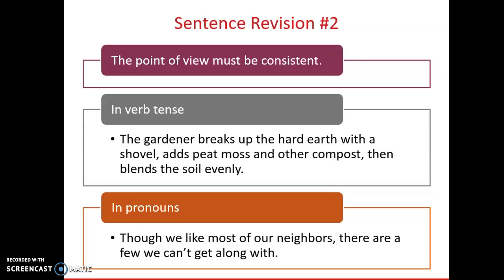And the point of view must be consistent. So in verb tense, right, the gardener breaks up the hard earth with a shovel, adds peat moss and other compost, then blends the soil evenly, right? So breaks, adds, and blends are all in the same verb tense. All right, when looking at pronouns, though, we like most of our neighbors, there are a few we can't get along with, right? So those pronouns, we, they, right?